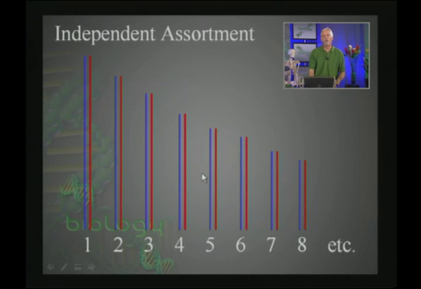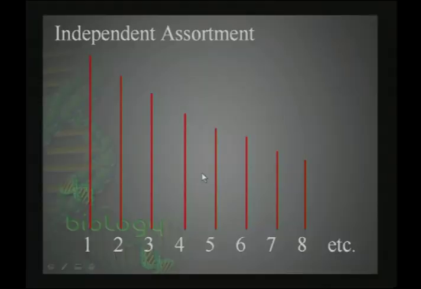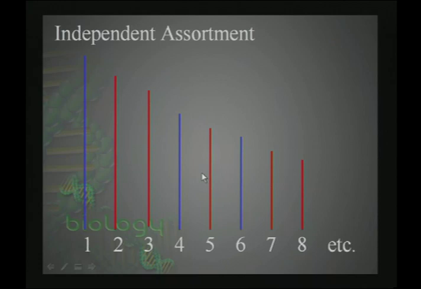Now I want to come back briefly to independent assortment. And the point here is, at the end of the process, we inherit 2 sets of chromosomes. And so we have some options here. We potentially could pass on a set of dad's chromosomes or a set of mom's chromosomes. Or we could scramble those sets and pass on some of dad's chromosomes and some of mom's chromosomes. And so that's what independent assortment accomplishes.